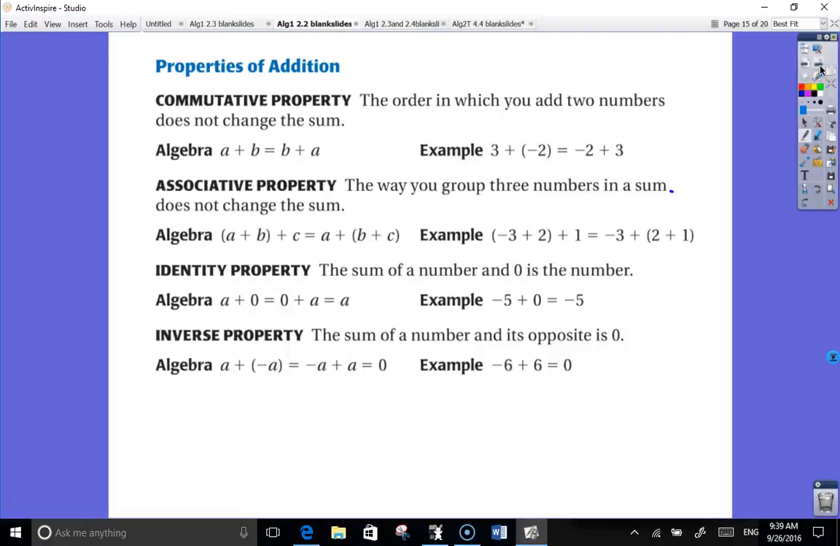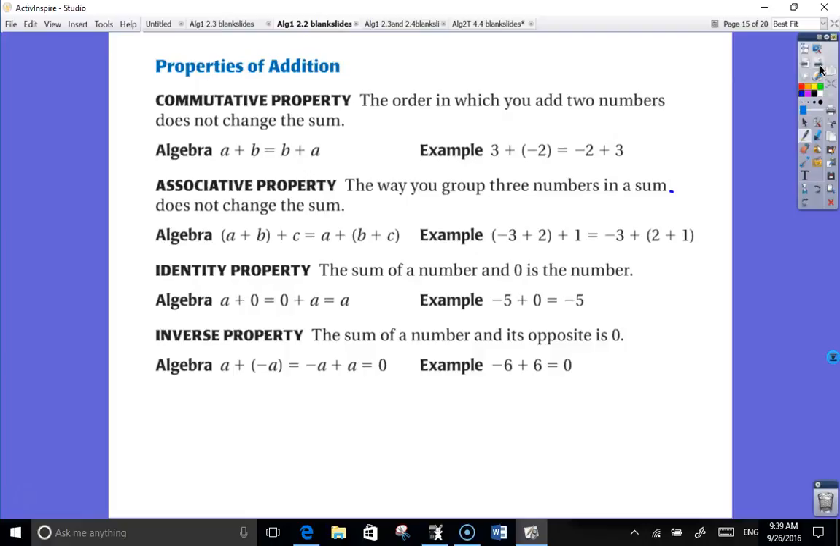How about associative property? A in parentheses A plus B, plus C, equals A plus parentheses B plus C. What did they just change? The parentheses changed, right? So what doesn't matter when you're using associative property? I always just say grouping. The grouping doesn't matter. If all you're doing is adding, it doesn't matter.